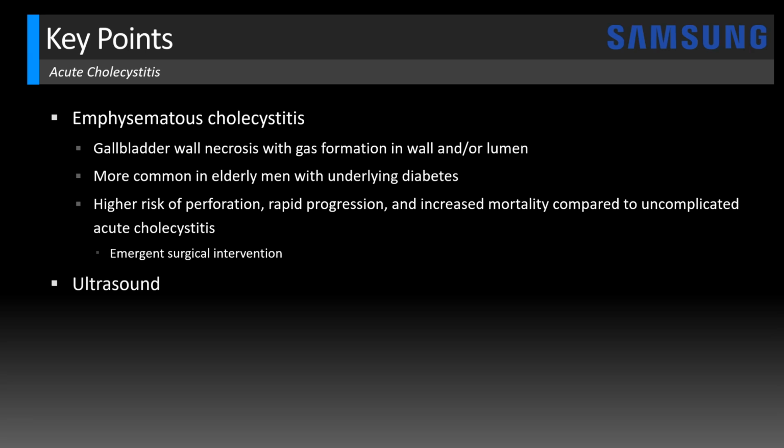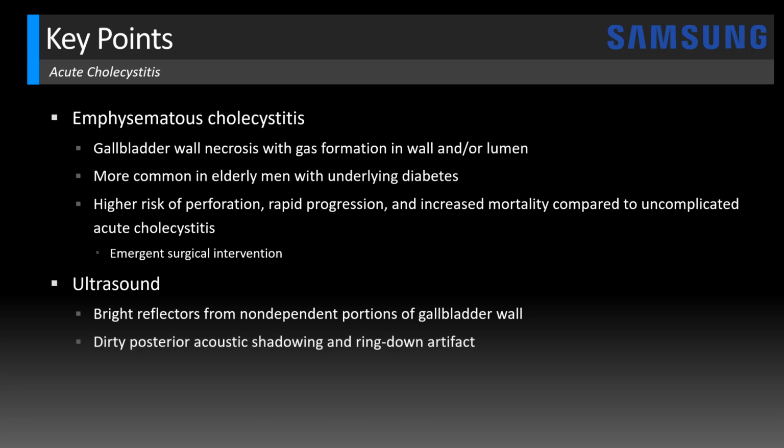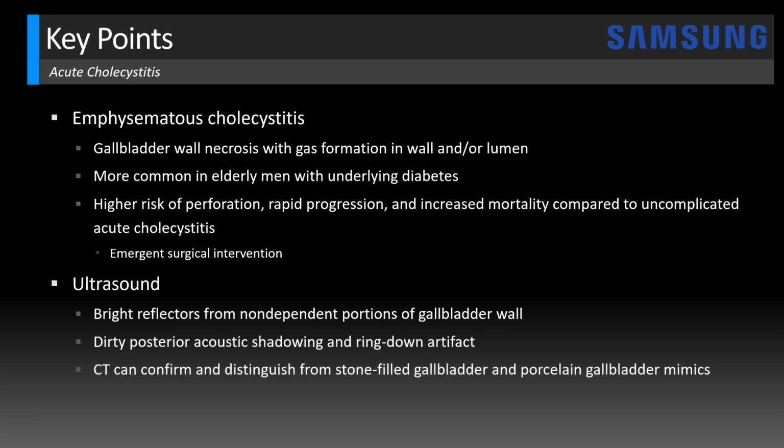And ultrasound findings of emphysematous cholecystitis include these bright reflectors from the non-dependent portion of the gallbladder wall representing gas, and that will cause dirty posterior acoustic shadowing and ring down artifact, which are features you can see anywhere you have gas on ultrasound. And CT is often extremely helpful to confirm the diagnosis and also distinguish from mimickers like a completely stone-filled gallbladder that might give you the wall echo shadow complex appearance, and also porcelain gallbladder, which is a calcified gallbladder wall. But in both of those cases, you'll tend to have a more dark post-acoustic shadow because you're dealing with calcification, a dense structure, as opposed to gas. And CT is the most sensitive and specific modality for identifying gallbladder gas.